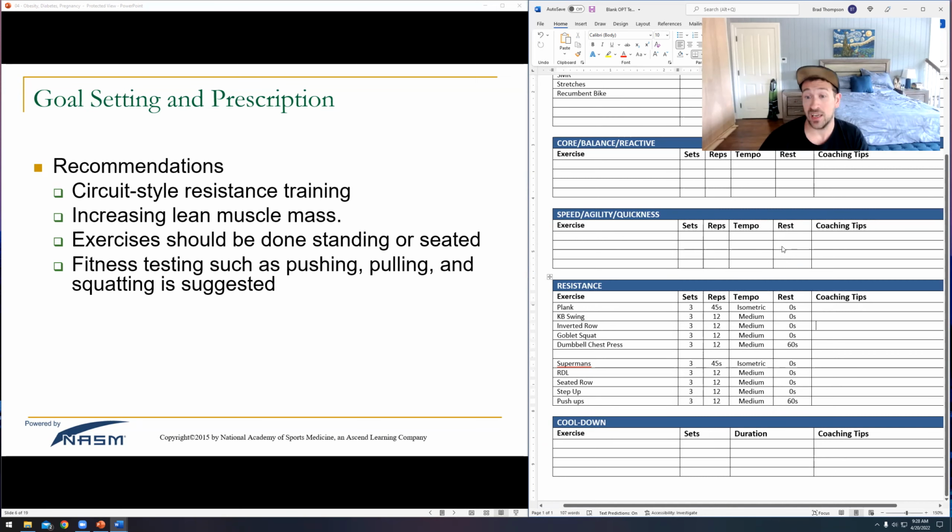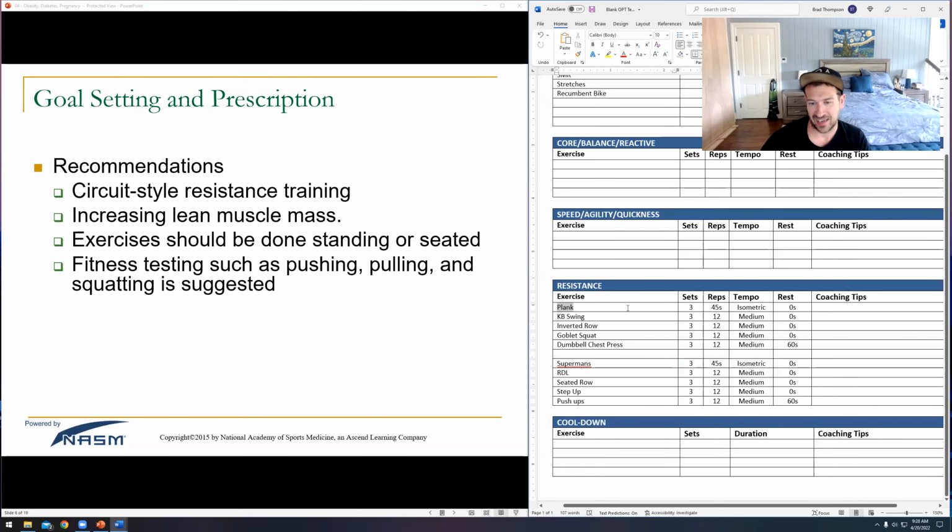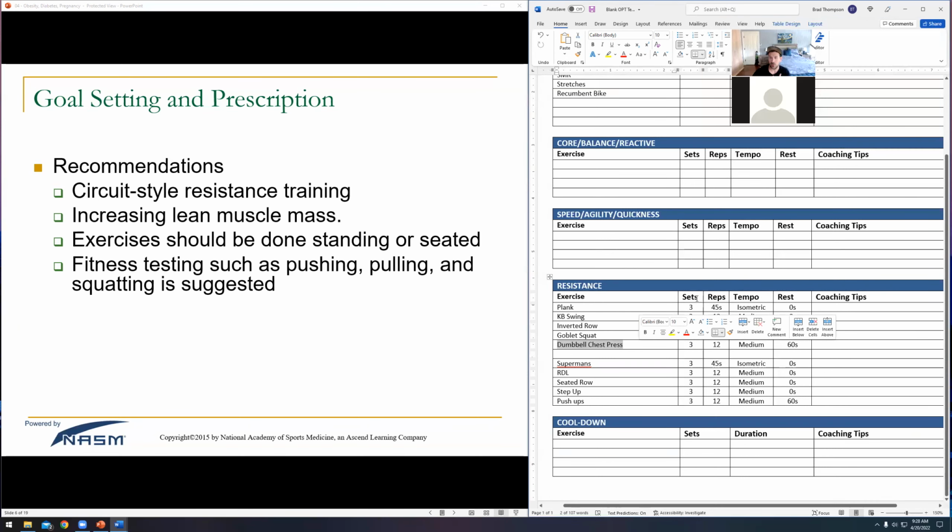Now, one of our other recommendations for clients who are obese is to try to increase their lean muscle mass. You might notice that this routine has a little bit of core, legs, upper back, legs, and chest. Trainers, we freaking love legs. What's the deal? Why so much leg work? Well, part of the reason is that your leg work, number one, burns the most calories.